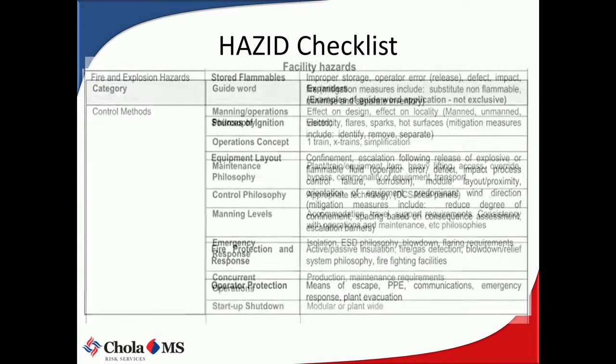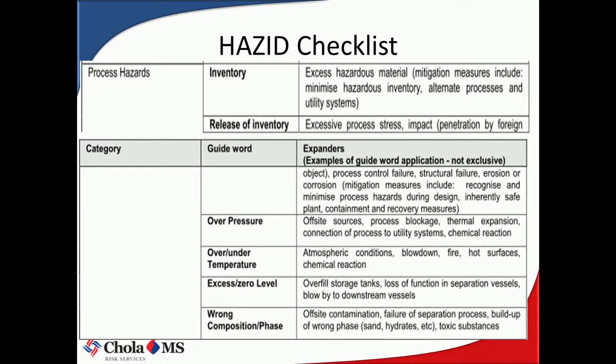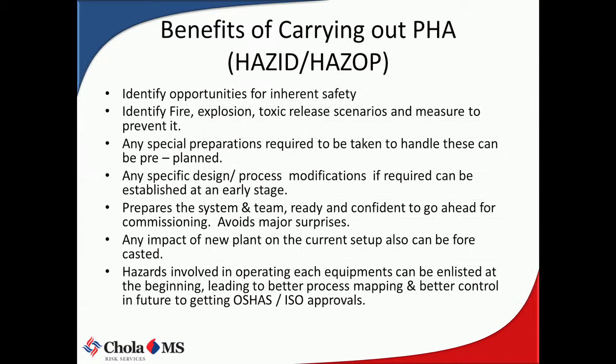Then fire and explosion hazards. Is the equipment laid out properly? Like, are the warehouses separate, tank farms separate as per the norms? Then source of ignition control, flammables, inventory. These are some of those things in terms of utilities: does the plant have adequate instrument air, is it sufficient, does it have a buffer vessel also? Then do they have proper steam, fresh water, nitrogen, diesel? So all these things we need to take into consideration.